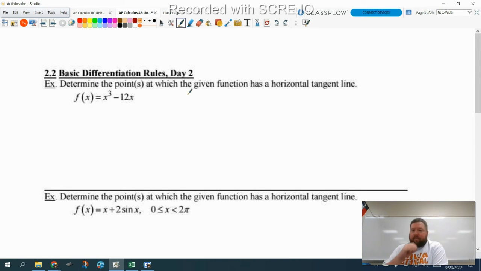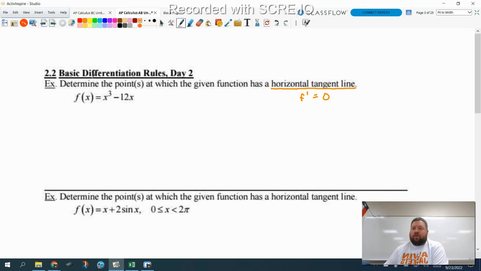All right, so determine the points at which the given function has a horizontal tangent line. Okay, so when you see that horizontal tangent line, that should immediately make you think slope is 0, because horizontal lines have a slope of 0. And then for calculus, what that tells us is the slope is f prime. So this is telling us that f prime has to be equal to 0.